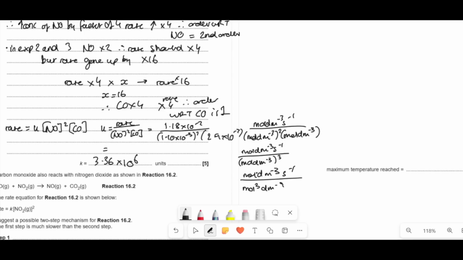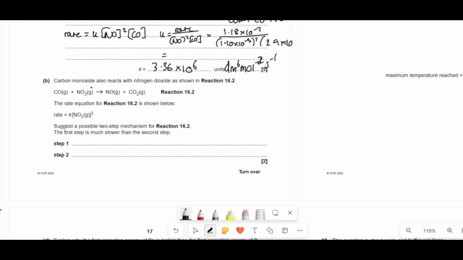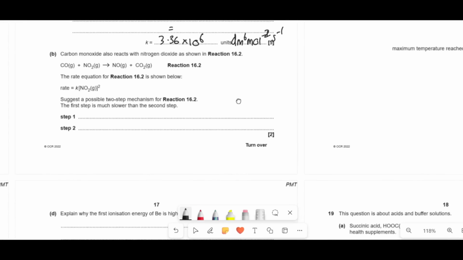And then the units would be, we usually put the negative ones not at the start. So it would be dm^6, because minus 3 minus minus 9, when you're dividing them, you're subtracting them, is 6. And then it would be 1 minus 3, which would be mol^-2 s^-1. So then it would be dm^6 mol^-2 s^-1. You usually put the positive one at the start, but it doesn't have to be, you can put it in any order usually. So now it says carbon monoxide also reacts with nitrogen dioxide in this reaction.